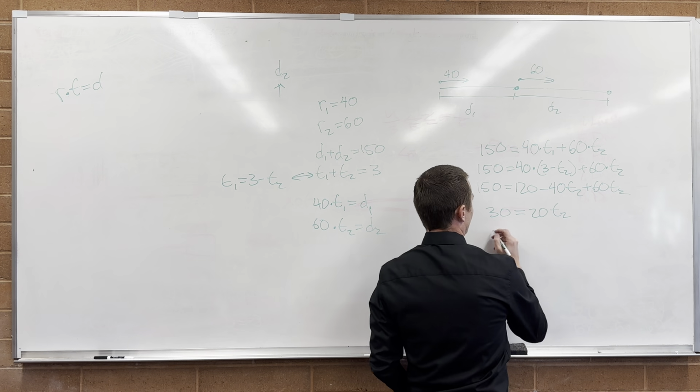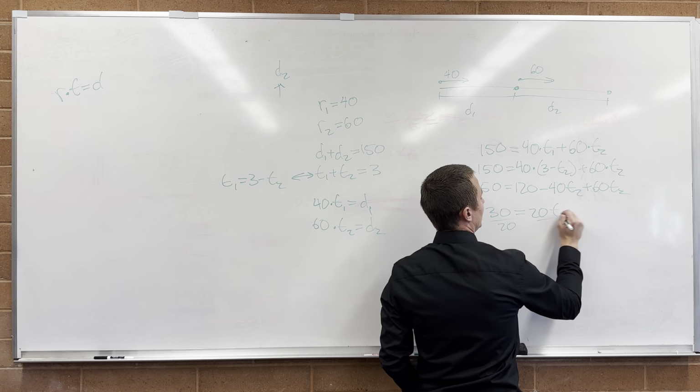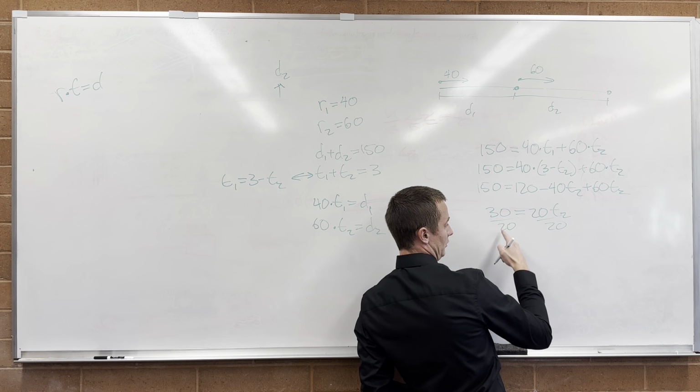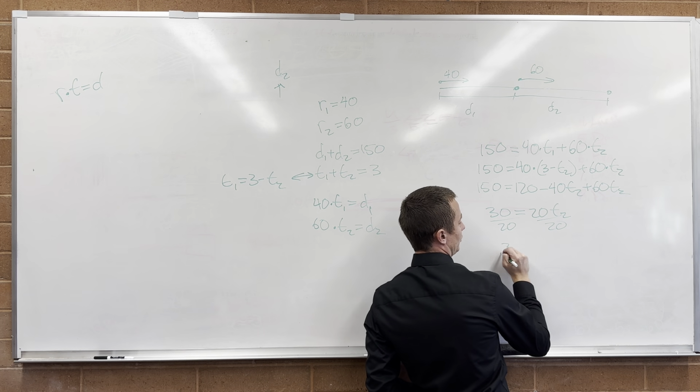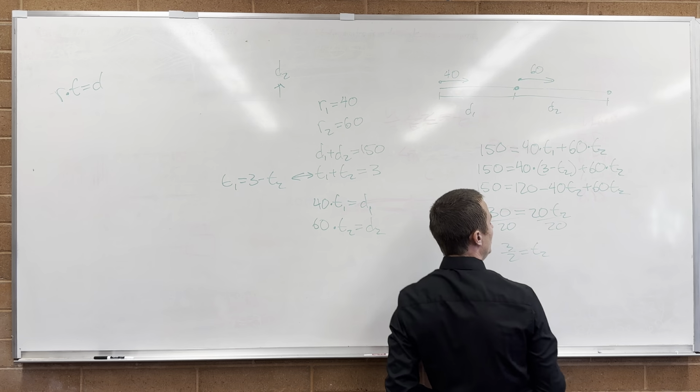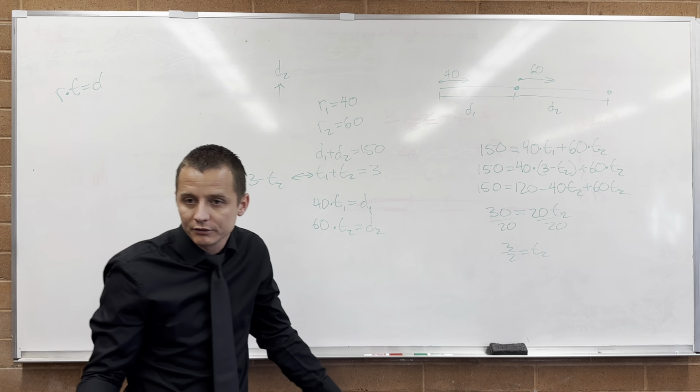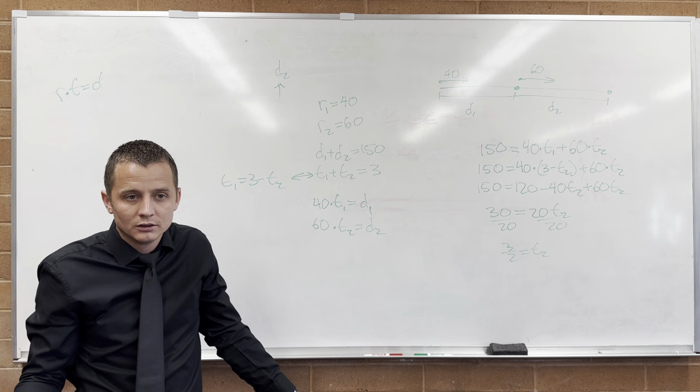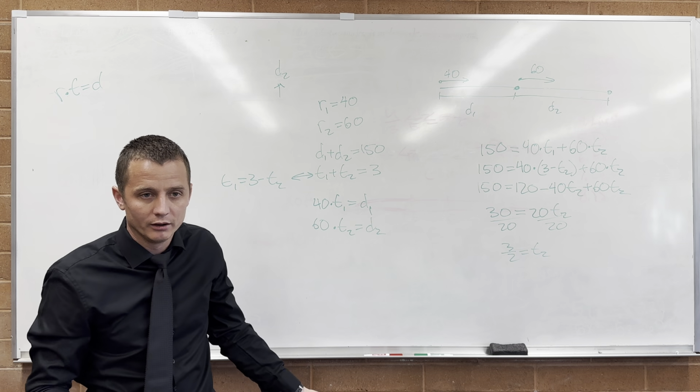Divide both sides by 20. So divide that by 20, divide that by 20, and we're left with, notice that the 10s cancel out, and we're left with 3 halves is equal to T2. Or in other words, time 2 is an hour and a half. It's 1.5 hours, or 3 halves of an hour.